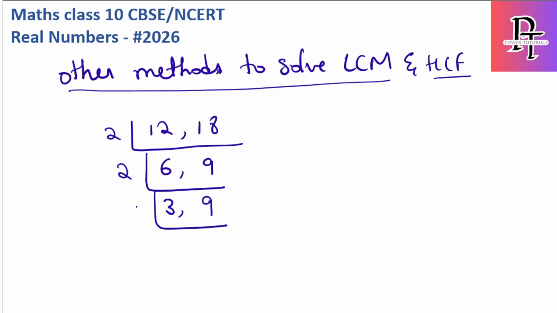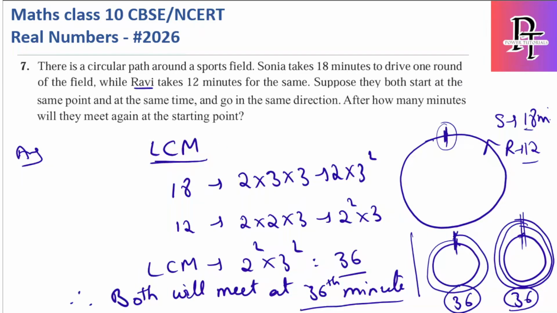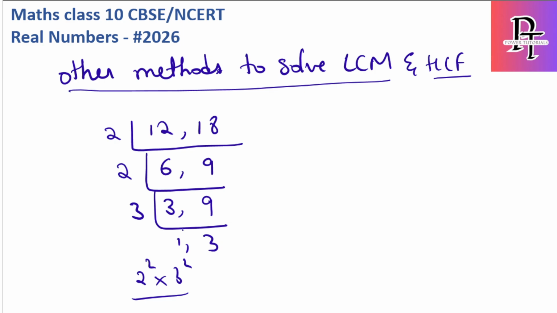Now let's check for 3. 3 ones are 3, 3 threes are 9. So this is also prime. What remains is 2 square into 3 square, so you got the same answer. This method is much faster when compared to the earlier one. I am repeating the same method for other values.